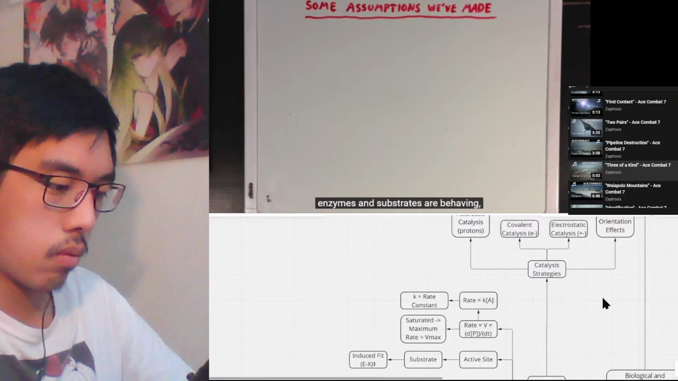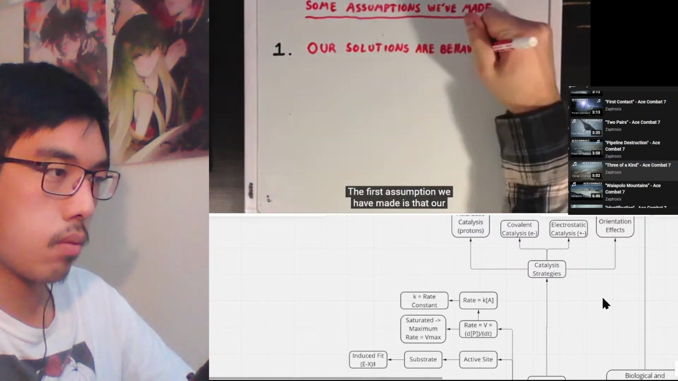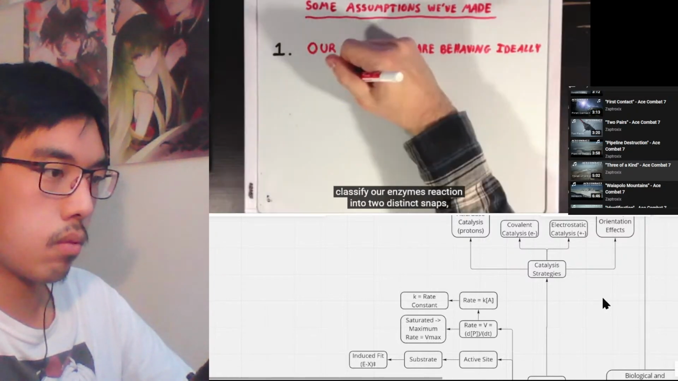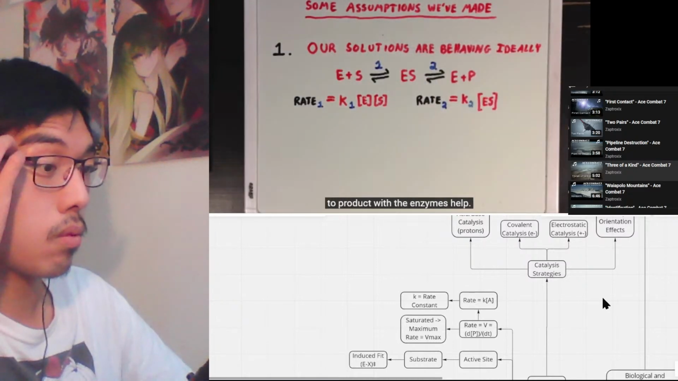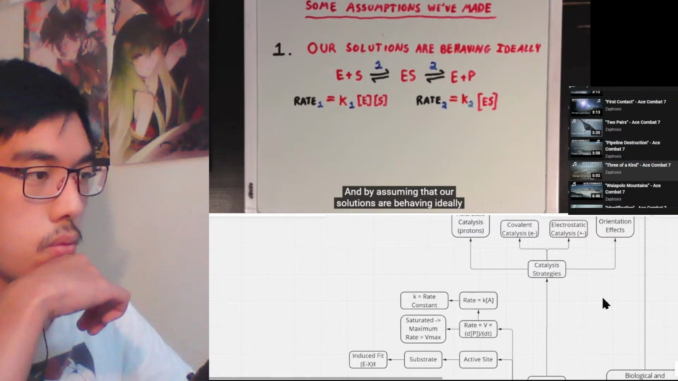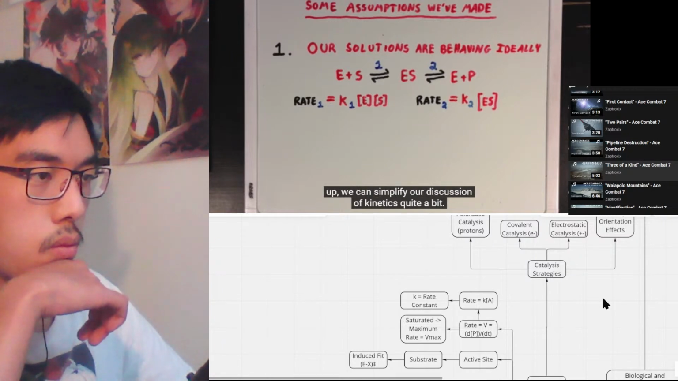So when we think about enzymes and their kinetics this way, we made a couple of assumptions about how our enzymes and substrates are behaving, and I want to talk about these for a moment. The first assumption we've made is that our solutions are behaving ideally, and that we can actually classify our enzymes reaction into two distinct steps. The first being the binding of substrate to enzymes, and the second being the transitions from substrate to product with the enzyme's help. And by assuming that our solutions are behaving ideally, and that we don't have any external factors messing things up, we can simplify our discussion of kinetics quite a bit.